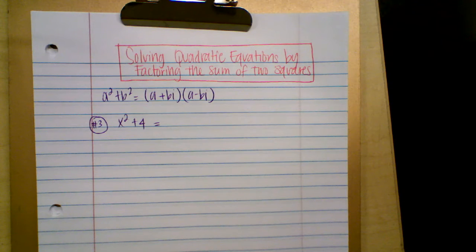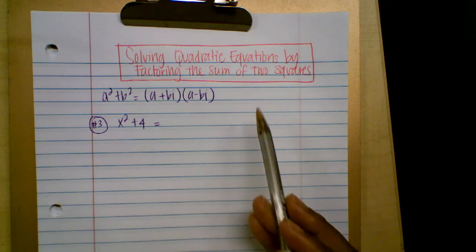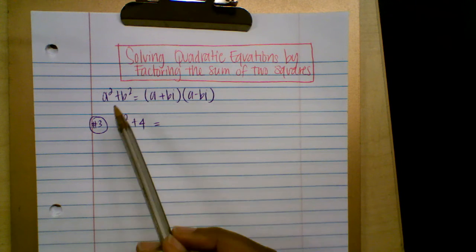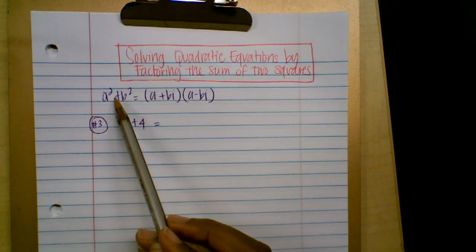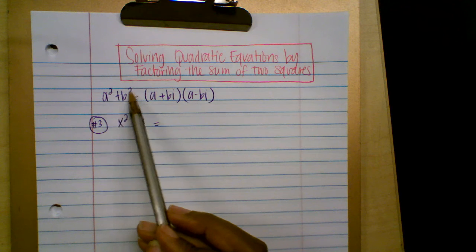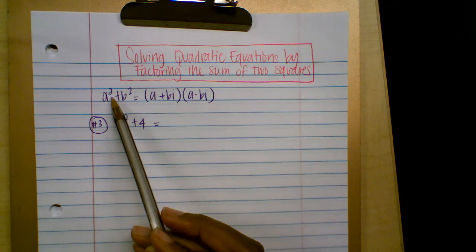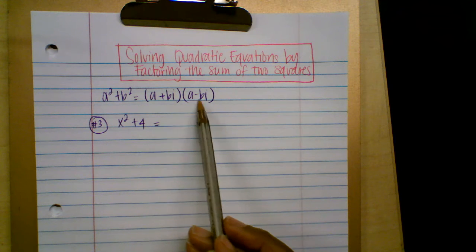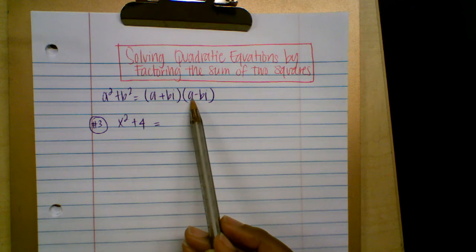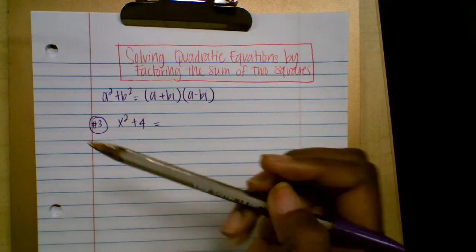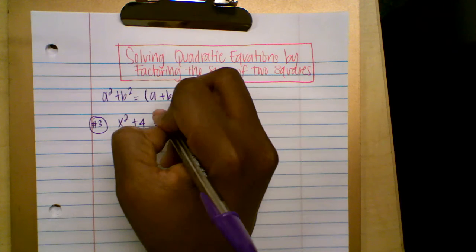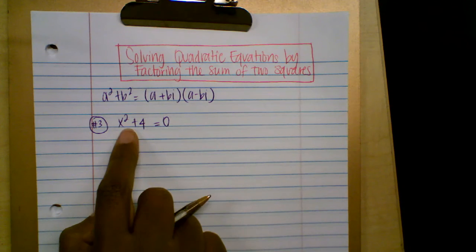Good morning, everyone. In this video, I want to show you how to solve a quadratic equation by factoring the sum of two squares. When you have two terms that you can write as a square, and the operation between them is plus, we can factor it as a product of two complex conjugates. Now I have this equation, x squared plus 4 equal to 0.